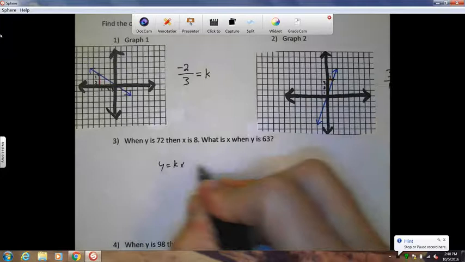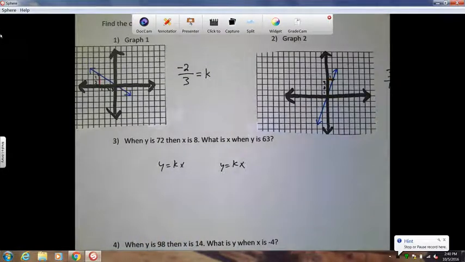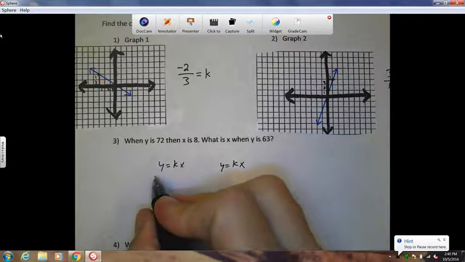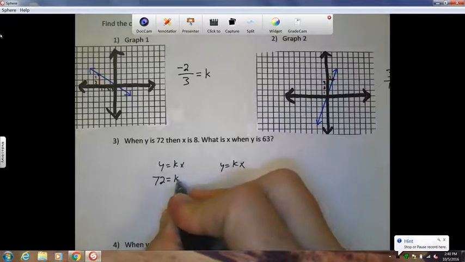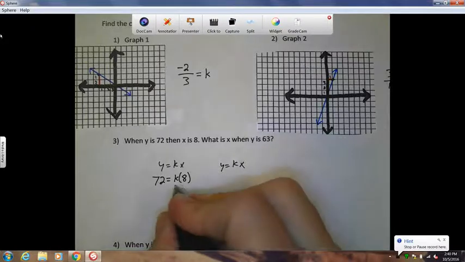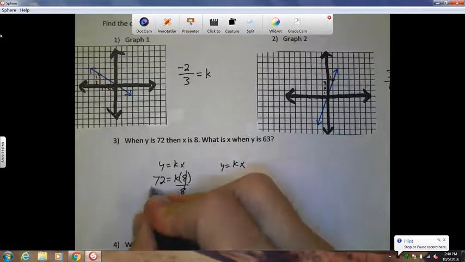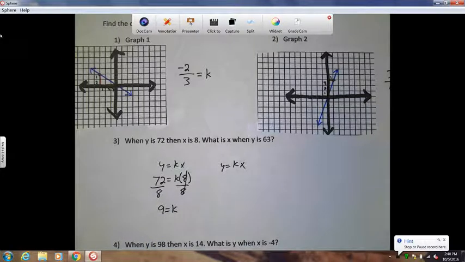So I have my formula, y equals kx. It tells me when y is 72, x is 8. So I fill in what I know. Now I'm going to determine what k is. So 9 is equal to k. Notice how I write that. I don't put a division symbol. You write it underneath. So 9 is equal to k.